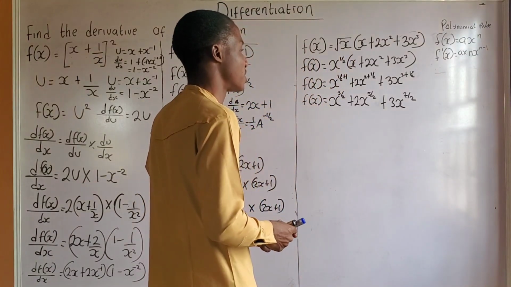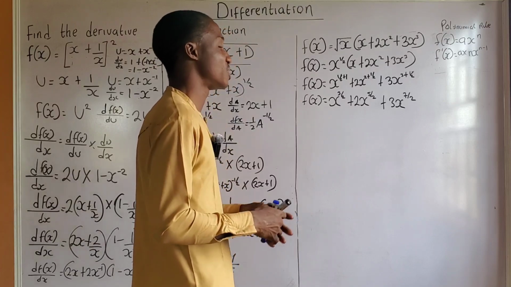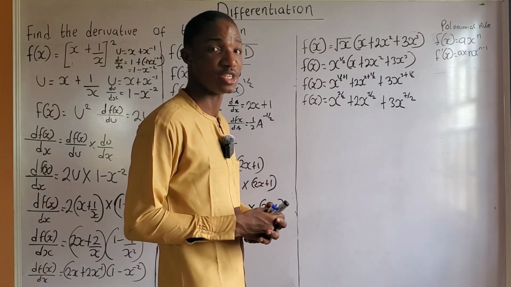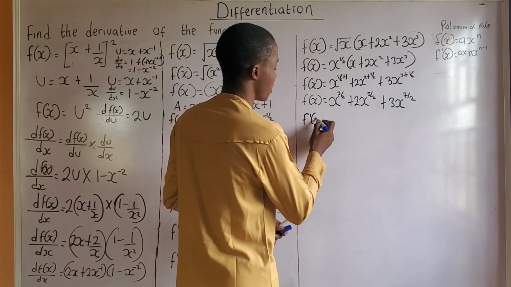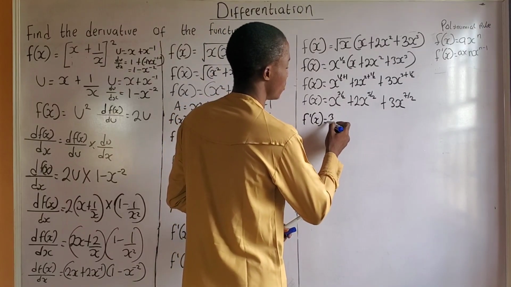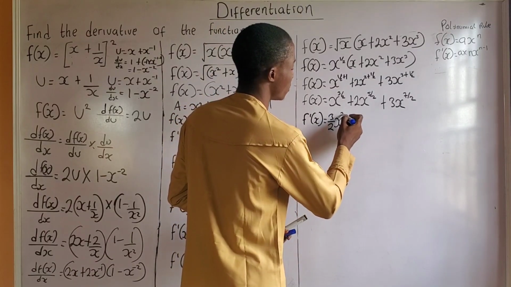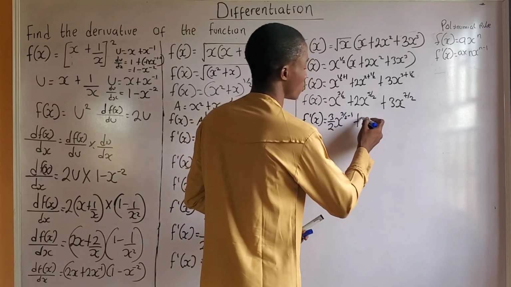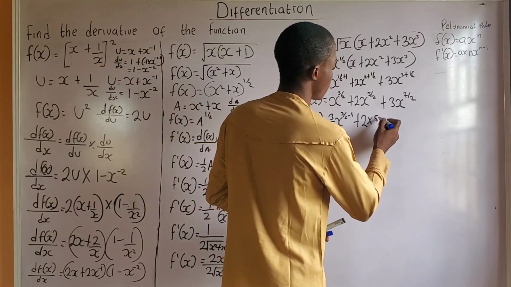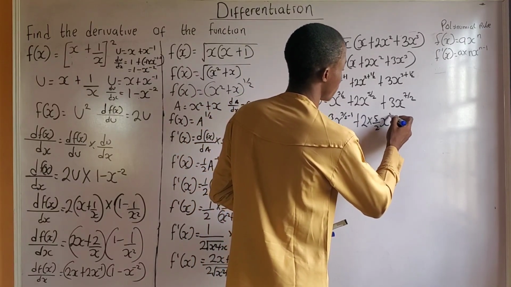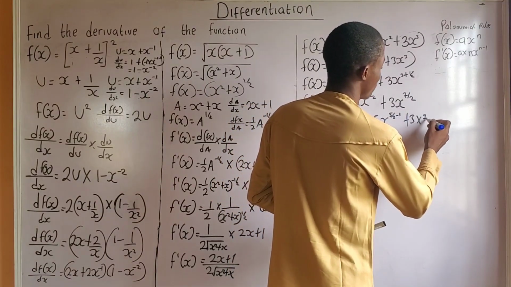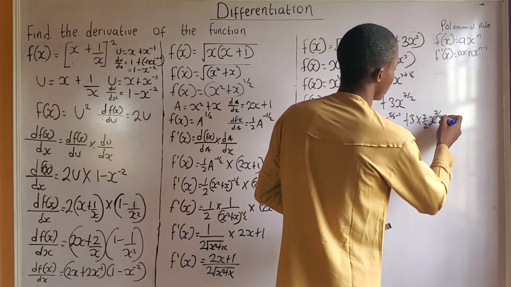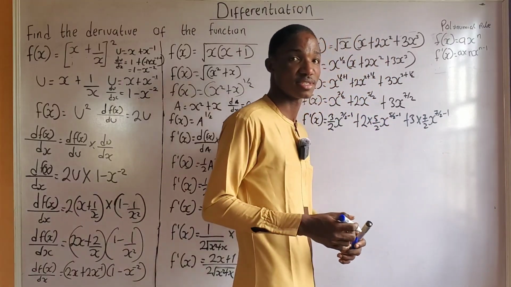Now, having gotten to this point, the next step is that we are going to differentiate each term individually. Do you understand? So let us start with this. Derivative of f of x will be equals to 3 over 2 x raised to the power of 3 over 2 minus 1, plus 2 multiplied by 5 over 2 x raised to the power of 5 over 2 minus 1, then plus 3 multiplied by 7 over 2 x raised to the power of 7 over 2 minus 1. Are you getting it?